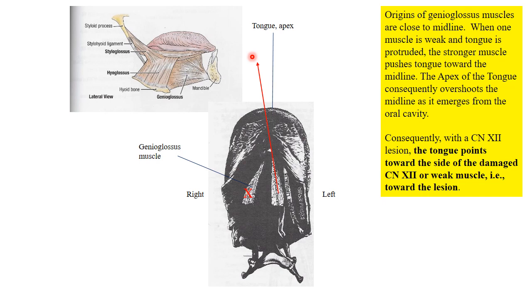And so that's why we say with cranial nerve 12 lesions, the tongue generally points toward the side of the lesion. The tongue is pointing towards the right. That means the problem is on the right. Okay, this guy is overshooting the midline, causing the tongue to deviate.